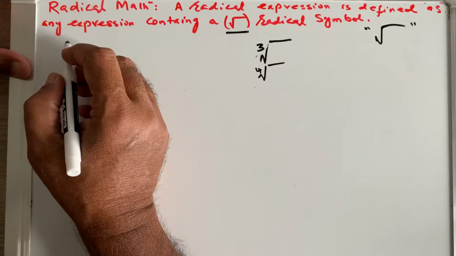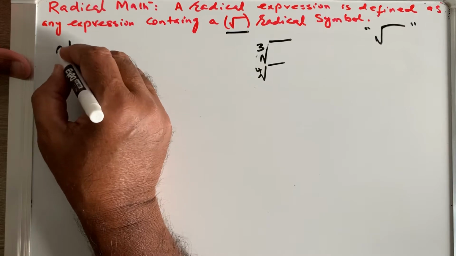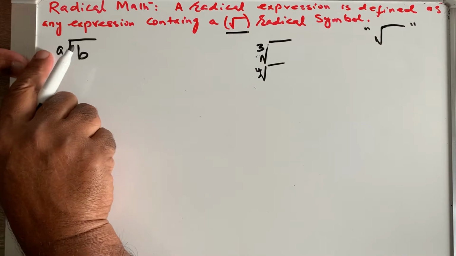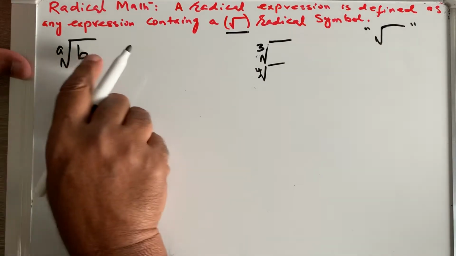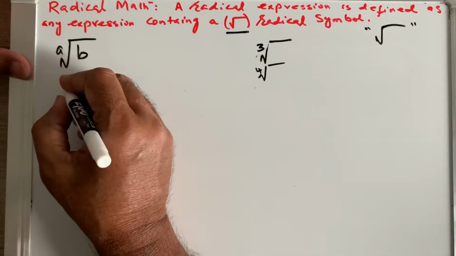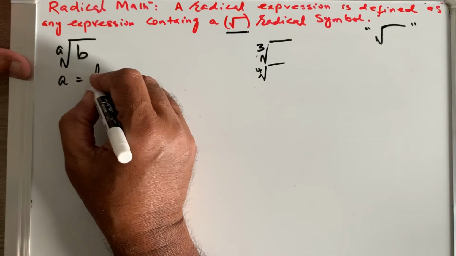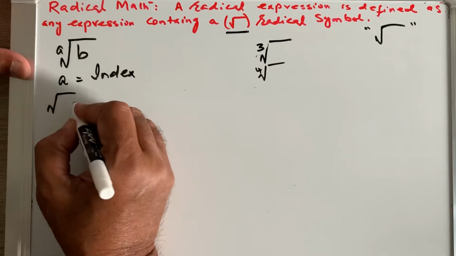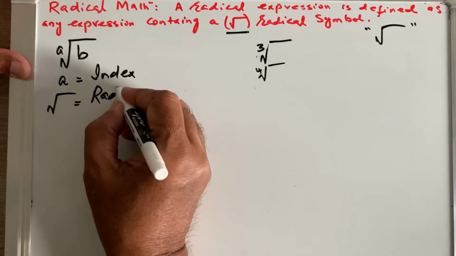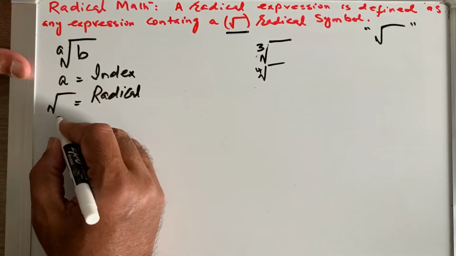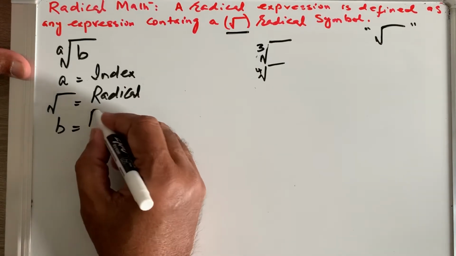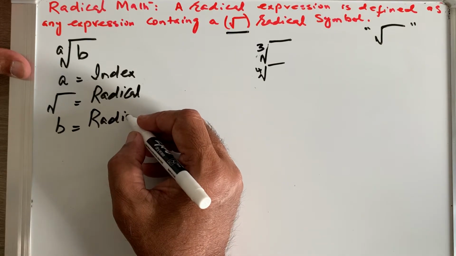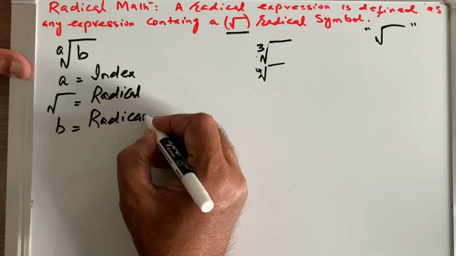What we need to understand is that my expression has something on top of the radical symbol and something inside the radical symbol. So A is called the index. This is important. And this symbol, we know, is the radical sign. And B is called the radicand, right? So we have to take the radical of that particular number which is inside the radical symbol, so we call it the radicand.